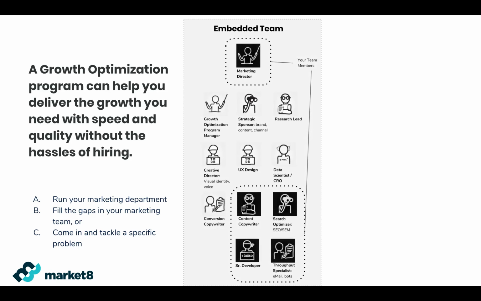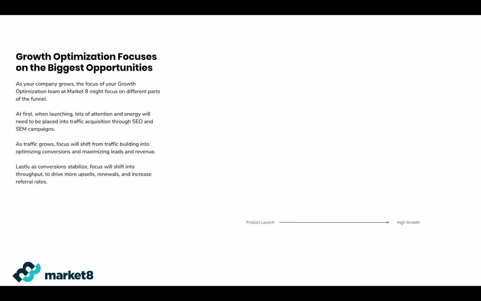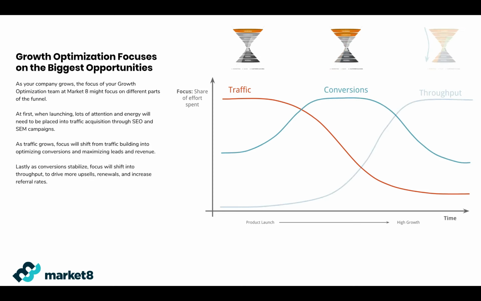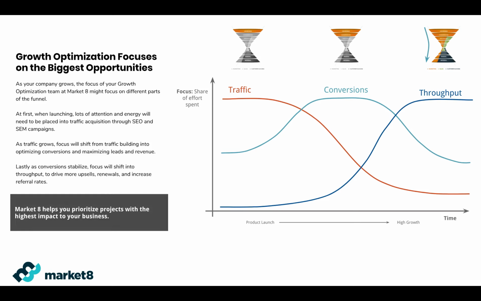In this case, we have an example of an embedded team: you have the black ones, we complement with all the white ones, or we can run the whole thing. Growth optimization focus, as you saw, is always on the biggest opportunities, and the team and the focus may change over time. At the beginning, we may be focusing on traffic, because that's where the biggest bottleneck is, then conversions, and then shift the focus to throughput or nurturing or expansion. We shift the focus depending on where the biggest business challenge is, and that's important to keep in mind. The composition of the team may change over time as well.